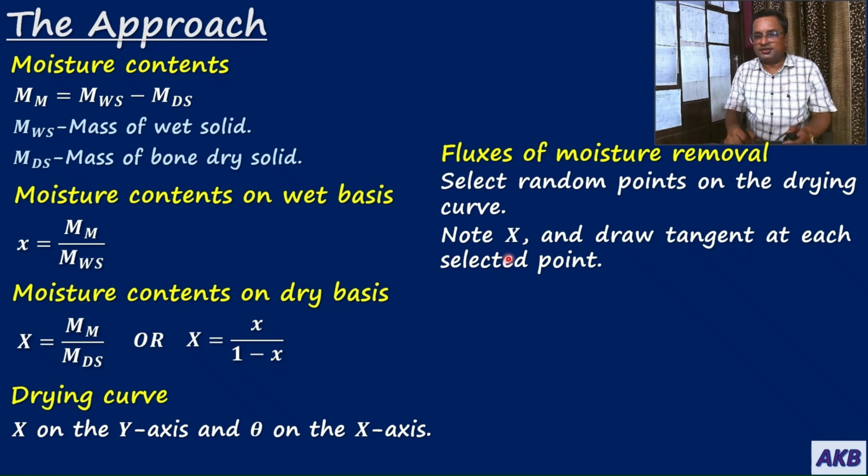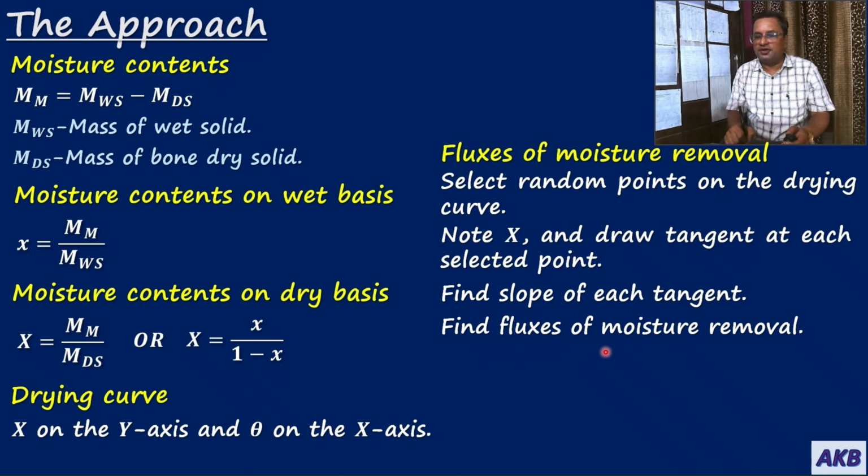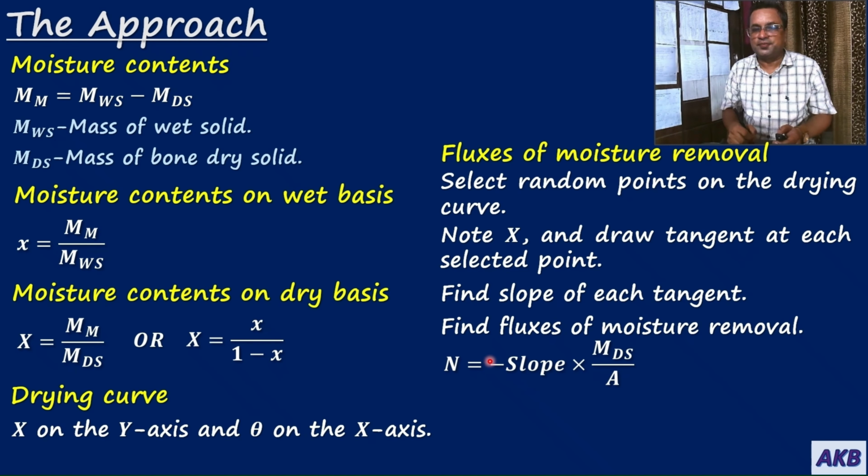So after noting X for every selected point, we will be drawing a tangent at each of the selected points, and then we will find the slope of each tangent, and from this slope we will find the fluxes of moisture removed. For that we are going to use this formula: capital N is equal to minus slope into mds upon A. In this case, N is the flux of moisture removed, mds is the mass of bone dry solid, A is the area that is available for drying, and S is the slope of the tangent that you have drawn at the selected points.